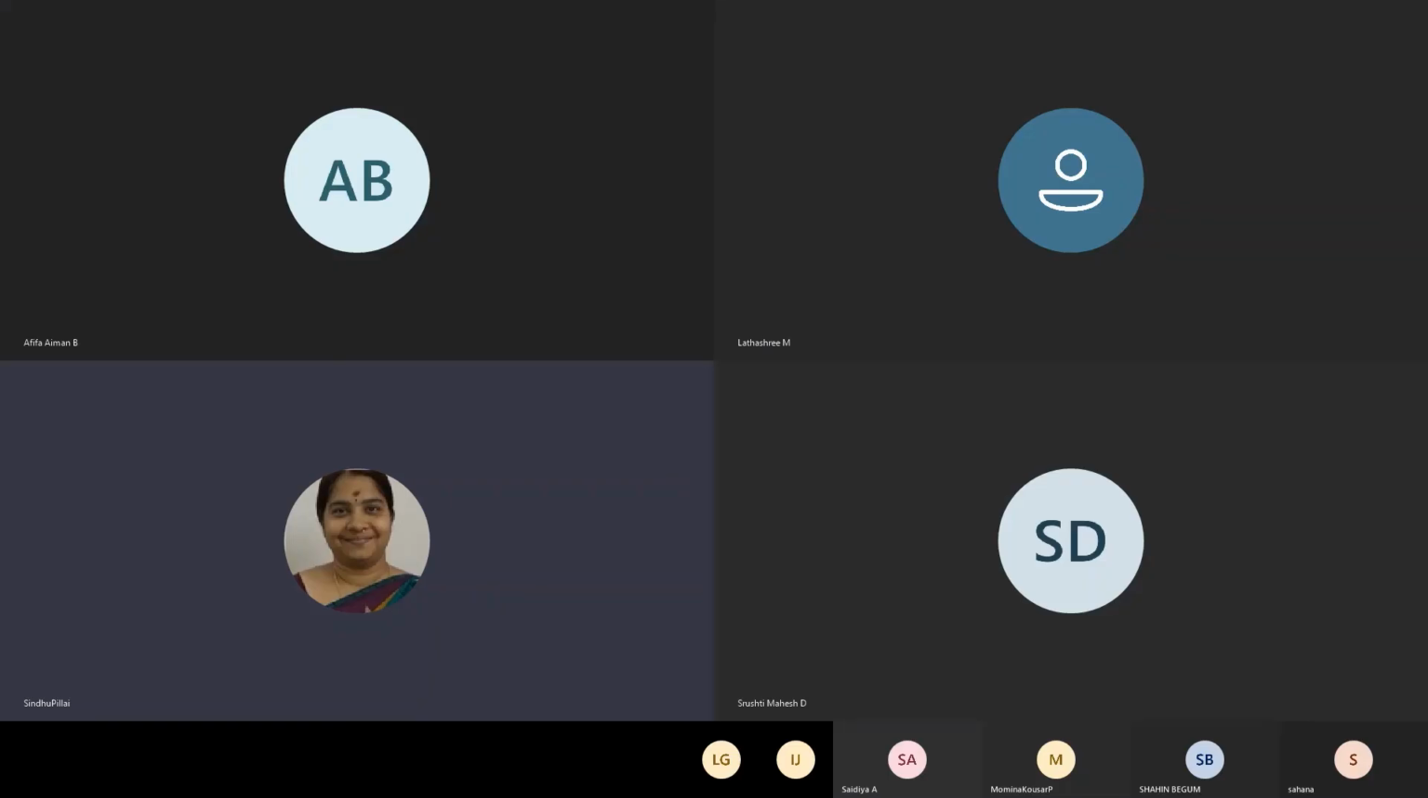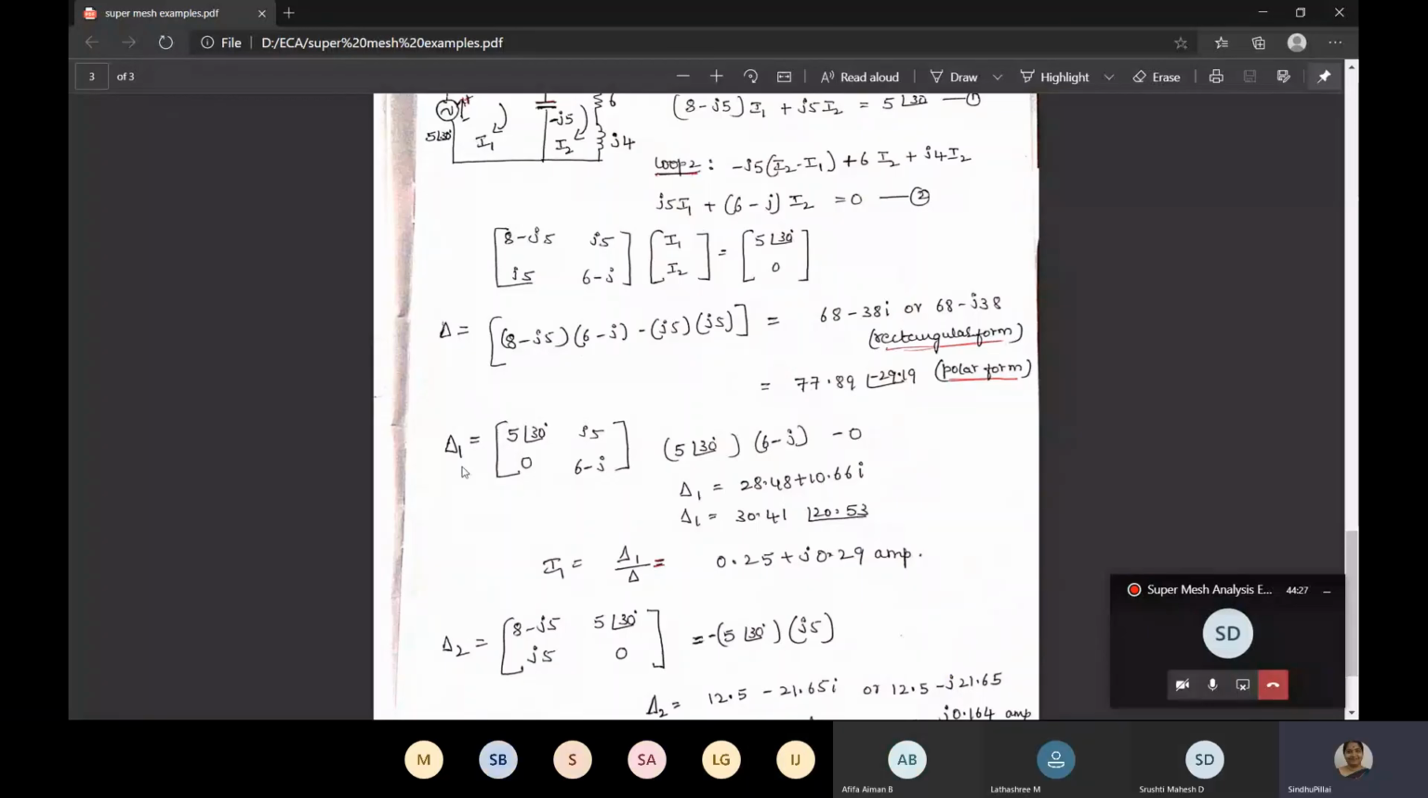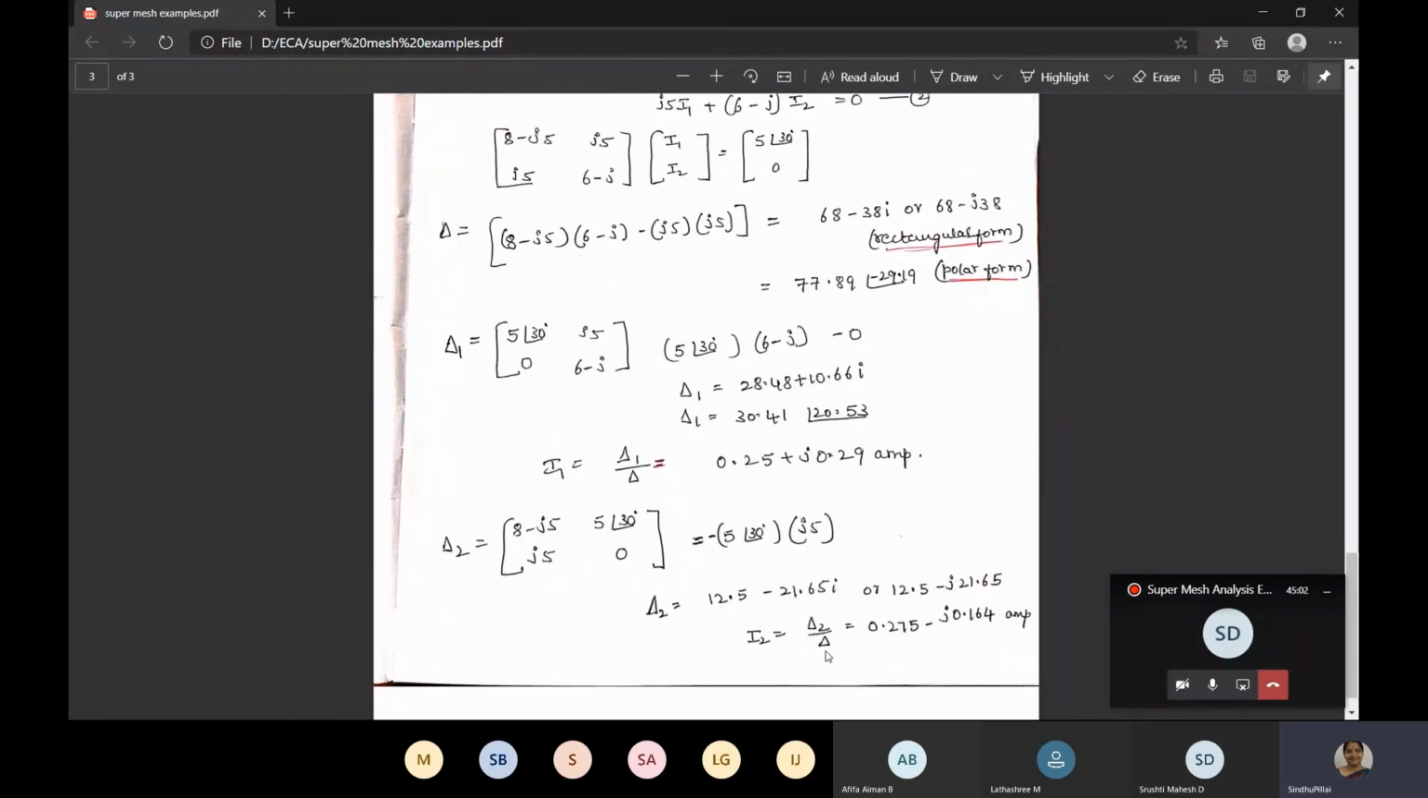After finding the delta, next we have to find out delta 1. To find out delta 1, you have to substitute the elements of the first column. You have to remove these elements of the first column of the determinant and substitute the constants. If you remove the first column and substitute the constants, that is 5 at an angle 30 and 0, you will get delta 1. If you remove the second column and substitute the constants in that place, you will get delta 2. Delta 1 and delta 2 are the determinants. How to find out I1? I1 is equal to delta 1 divided by delta and I2 is delta 2 divided by delta. Just divide it, you will get the answer.